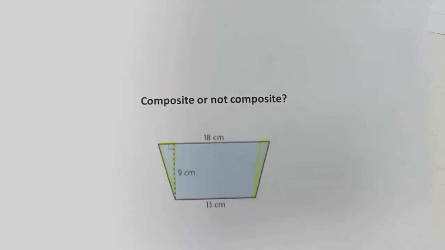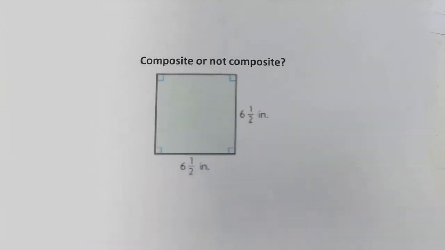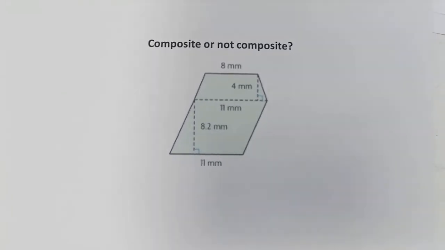So now let's look at another one. I want to know if this is composite or not composite. Correct. The answer to this one is not composite. This one was a little bit easier to agree upon. So let's look at another one. Y'all are doing so good. Composite or not composite? All right, what's our answer?